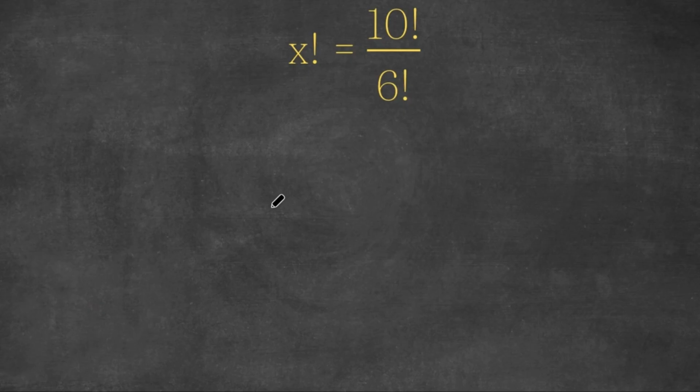Guys, welcome back to Click Academics. In today's video, I'm going to be teaching you guys how to solve this algebraic equation. So we have x factorial is equal to 10 factorial over 6 factorial.